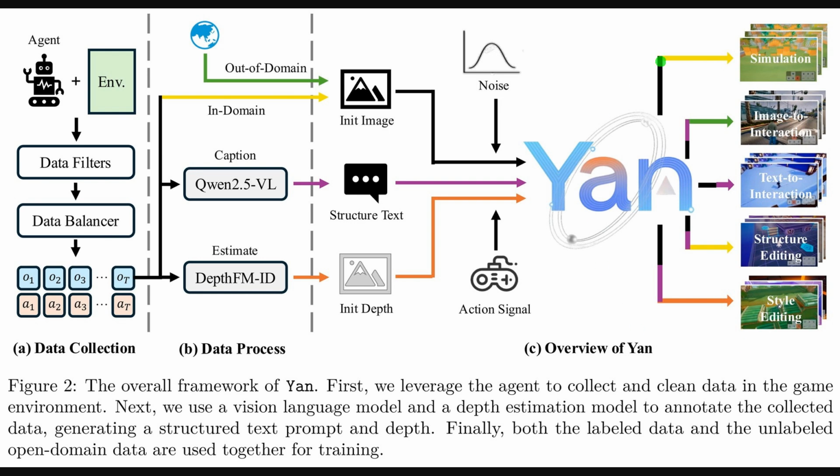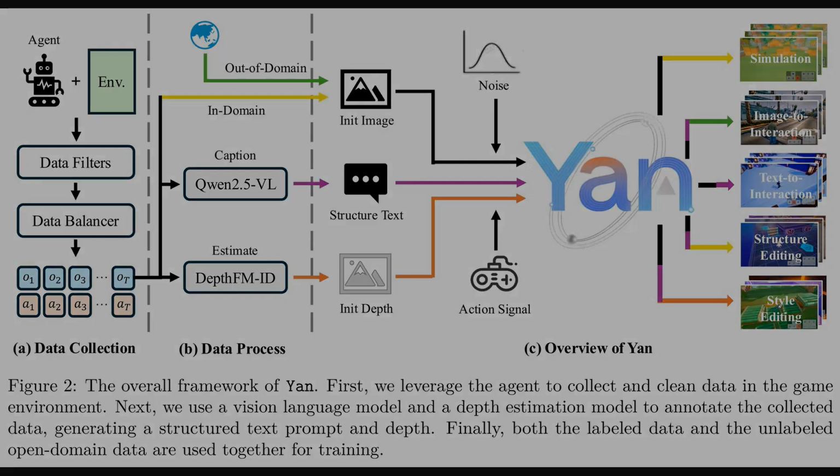Moving right, these inputs plus action signals feed the unified system, which then branches to 4 experiences: real-time simulation, image-to-interaction, text-to-interaction, and interactive structure or style editing.